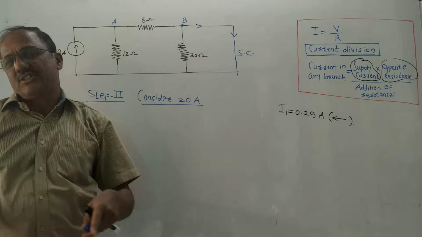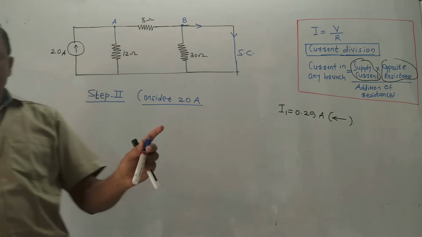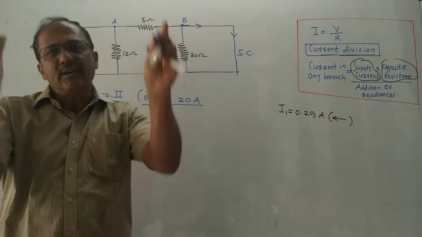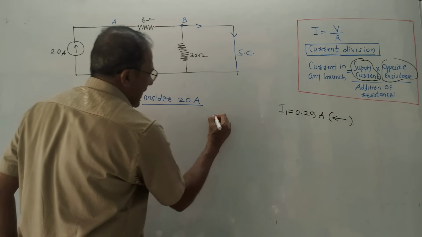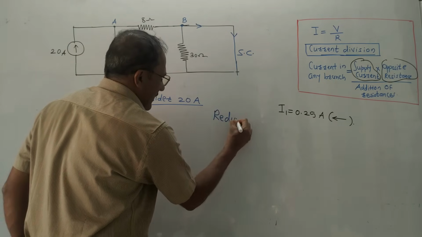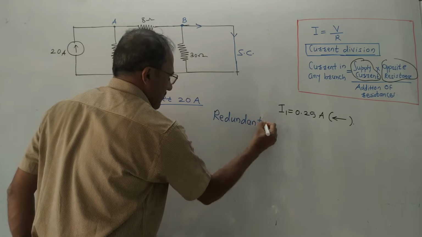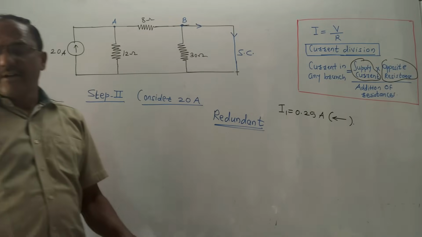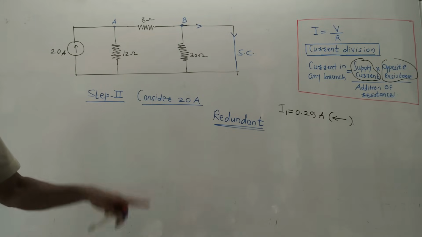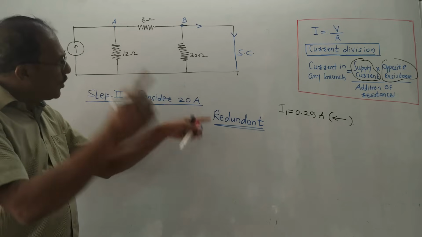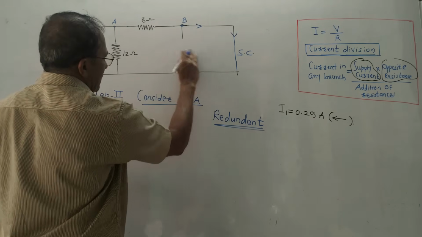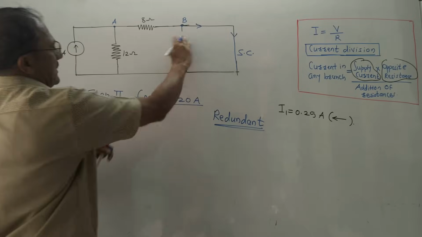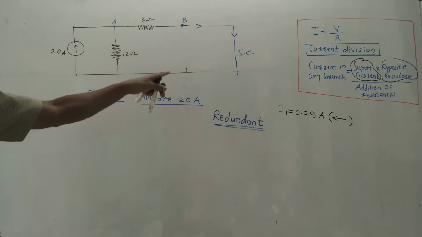So how to memorize it? How to remember it? Very simple. If there is a short circuit in parallel with any branch, remove that branch. That branch is called a redundant branch. It means it is present in the network, but no current is flowing through that branch. So it is of no use. So for simplicity, just remove this branch. Remove this 30 ohm resistance. Now this is the resultant circuit.